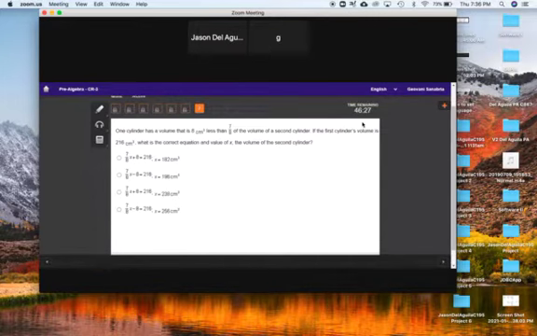All right, so this one's different. I haven't done anything like this. One cylinder has a volume of 8 centimeters cubed, less than 7/8 of the volume of a second cylinder. Ugh, that's messy. If the first cylinder's volume is 216 centimeters cubed, what is the correct equation and value of x, the volume of the second cylinder? Okay, so this is one of the ones where they tell you stuff, and you have to figure out an equation for it, and then solve it.